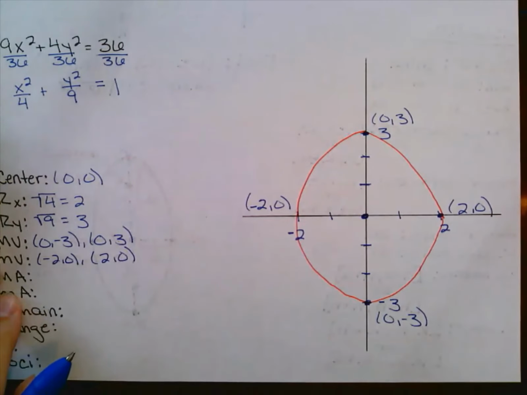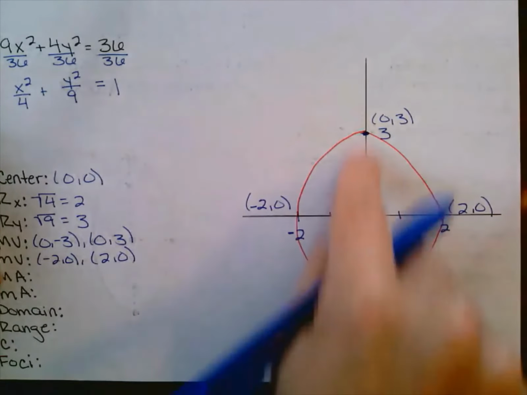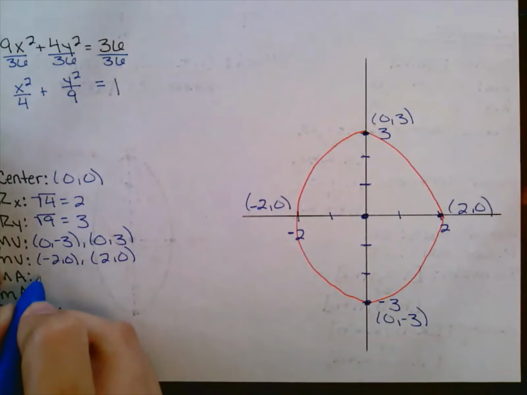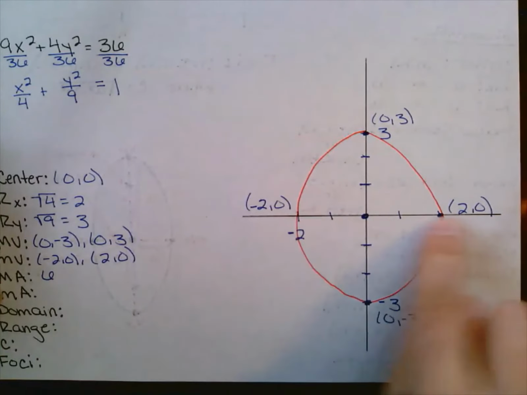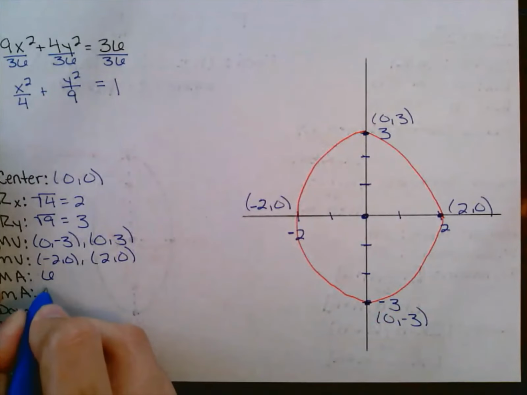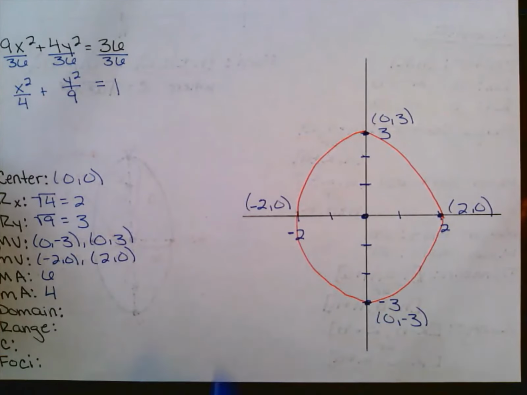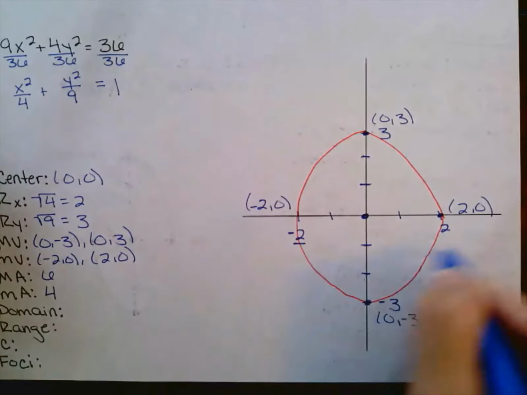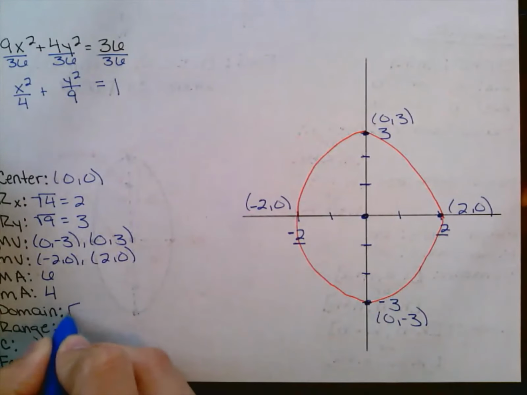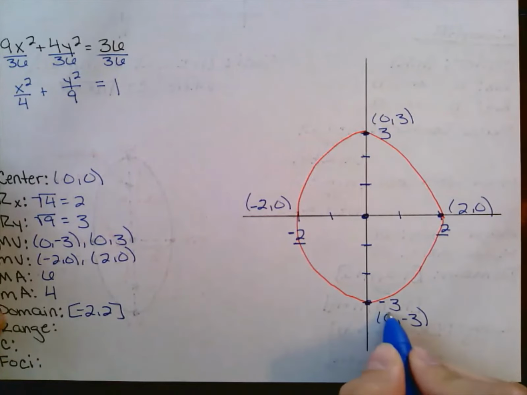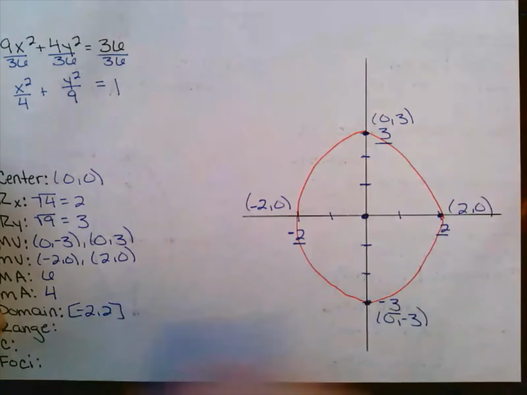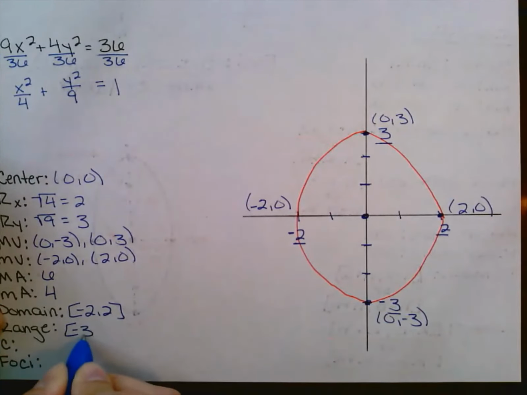My major axis, I went longer vertically, so 3 up and 3 down makes 6. My minor axis is horizontally, it's shorter, and I went 2 left and 2 right, which makes 4. My domain goes from -2 to +2. And my range goes from bottom to top, -3 to +3.